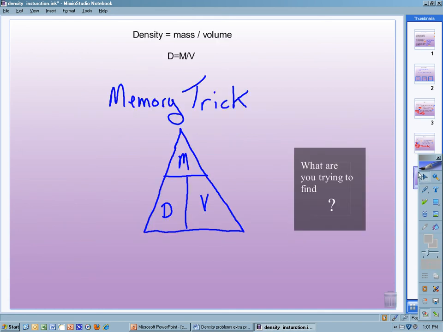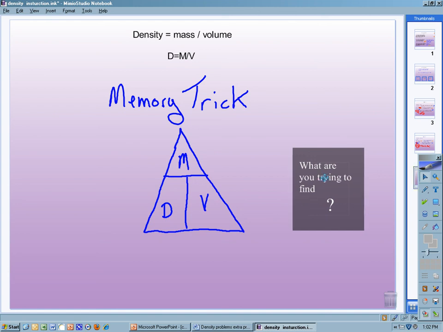Let's say you're not a master memorizer, and you really just need a memory trick. You're more a visual thinker, and you'd rather see it than do math or memorize. So a memory trick would be this. You would take this picture right here. This is a triangle. You've got mass on the top, density and volume on the bottom, and you've got it separated like this.